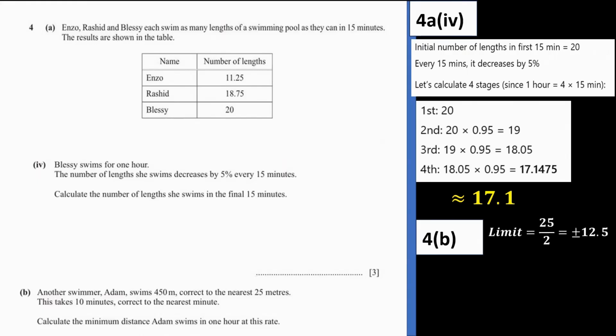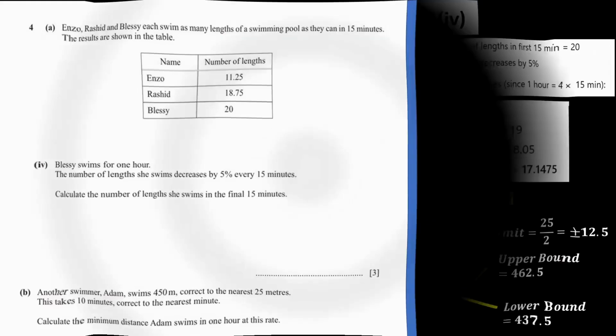Of course, first we look at the 25 meters. We'll break it into 2 because we need the upper and the lower limit for the first distance, 450 meters. That will give us plus or minus 12.5. So for us to get the upper limit or upper bound for 450, we are going to add 12.5, and that gives us 462.5. And for the lower limit or lower bound, we're going to have 450 minus 12.5, and that gives us 437.5. Okay, so what do we do with all of this?